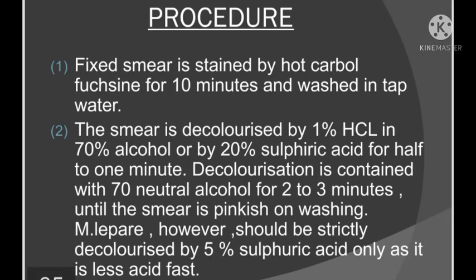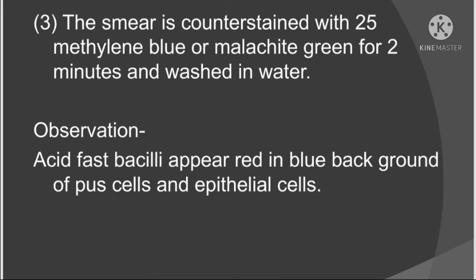Procedure: a smear should be made, then add strong carbol fuchsin for 5 to 10 minutes, then wash with tap water. Decolorize with acid alcohol mixture until you get a pink color in the smear, for 3 to 5 minutes, then wash. Add methylene blue for 2 minutes, then wash. Allow to dry and focus under the microscope. Observation: acid-fast bacilli appear red in a blue background of pus cells and epithelial cells.